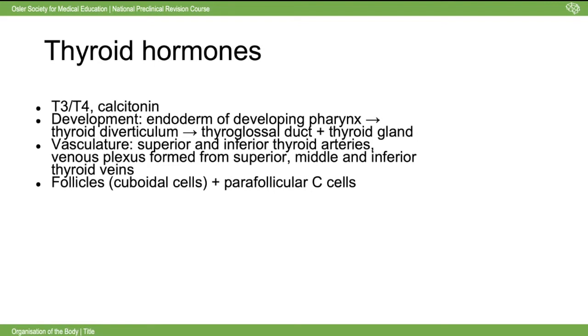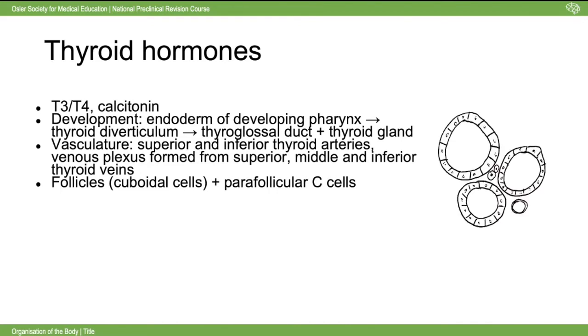And often, I think in essays, they ask you about the structure of the thyroid, and it's really easy to just talk about development, talk about the vasculature, and say, yeah, the thyroid has two lobes on either side of the trachea, joined by the isthmus, but don't forget to talk about the microscopic structure as well. So this is the diagram that I would draw.